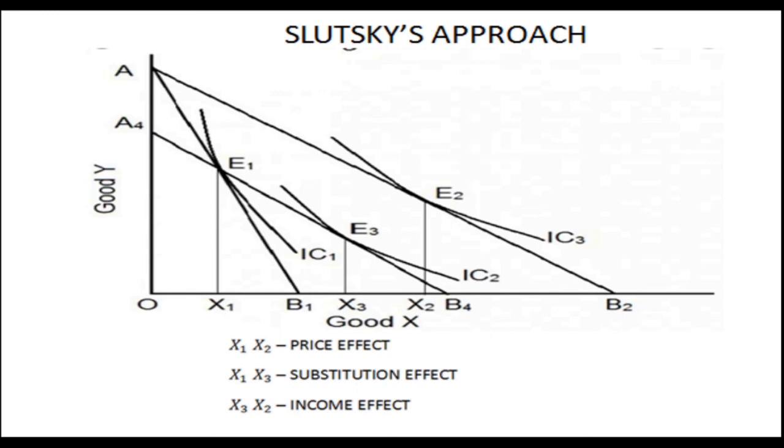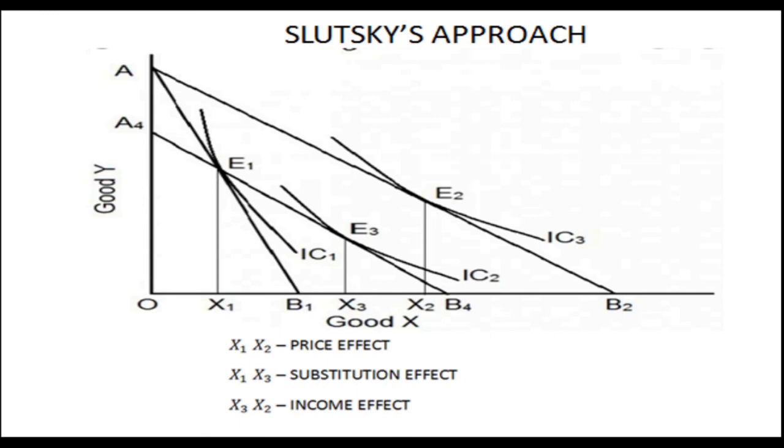So how is Slutsky's suggestion satisfied? Slutsky's suggestion is fulfilled. How? Though E3 is not the original equilibrium point, or IC2 is not the original or the initial indifference curve, still the consumer can move from E3 to E1, from IC2 to IC1.